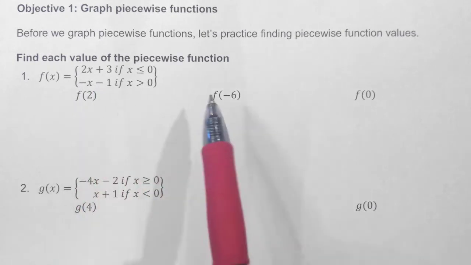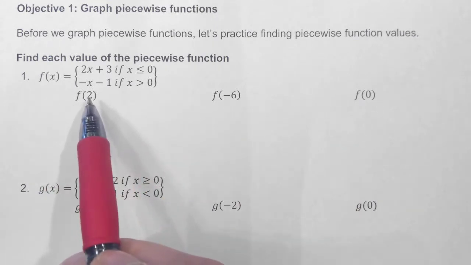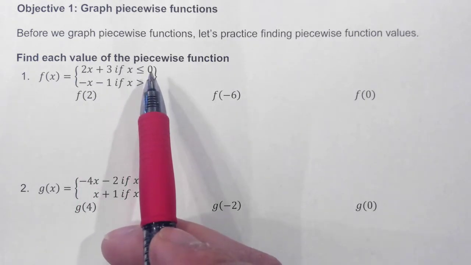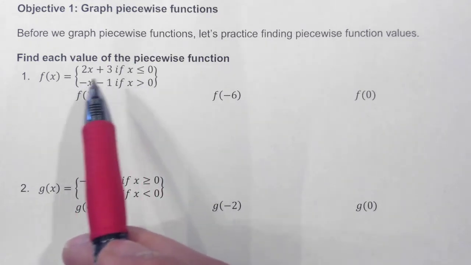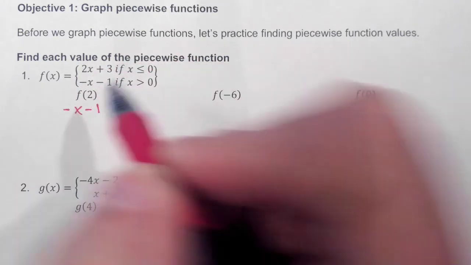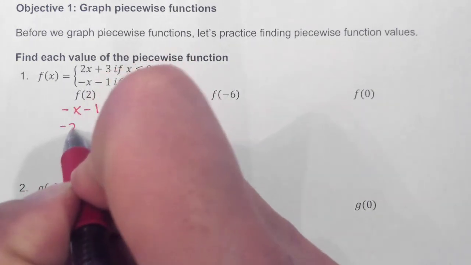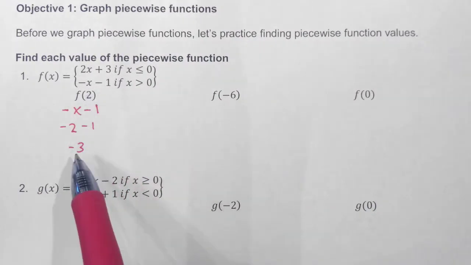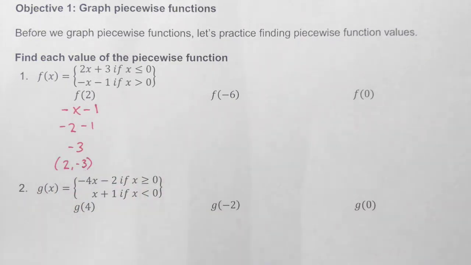So all you have to do is decide, where do these numbers lie? So the first one is 2. So 2 is the first number you're asked to find. So is 2 less than or equal to 0, or is 2 bigger than 0? Well, 2 is bigger than 0, so that means we're going to be using this piece of the function. So I'm going to write down that piece of the function, negative x minus 1, and they tell me to plug in 2 into that function. So it's going to be negative 2 minus 1, which is, of course, negative 3. So that's the value. When you plug in 2, you get negative 3. So as a coordinate, that would be 2, negative 3 if they ask you for a coordinate.